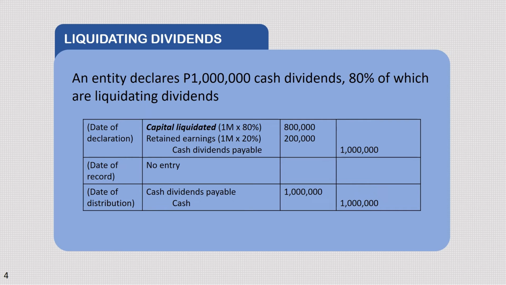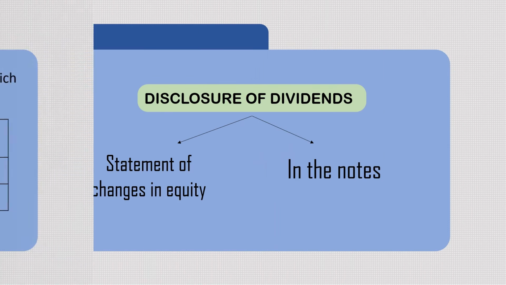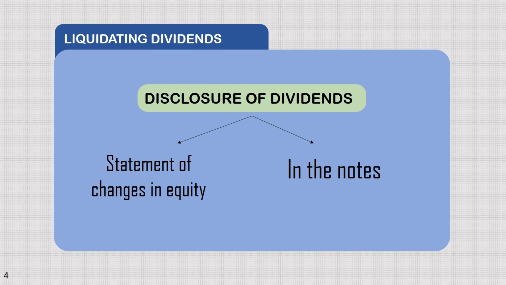Kino-consider na liquidating dividends ang mga dividends na dineklara na sobra sa balance of unrestricted retained earnings. Liquidating dividends are charged to the capital liquidated account, which is a contra equity account na binabawas sa kabuoang shareholders' equity. Disclosure of dividends. Dito naman tinutukoy na it's either sa statement of changes in equity or sa notes na didisclose ang mga dineklarang dividends.